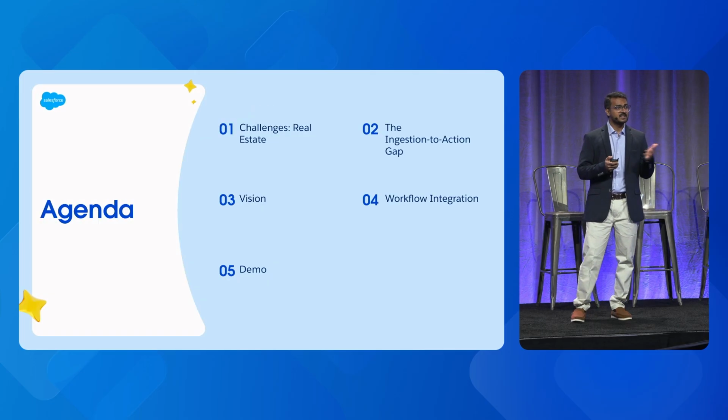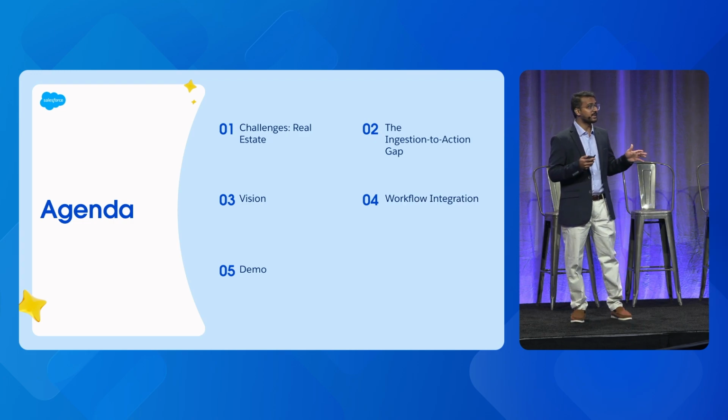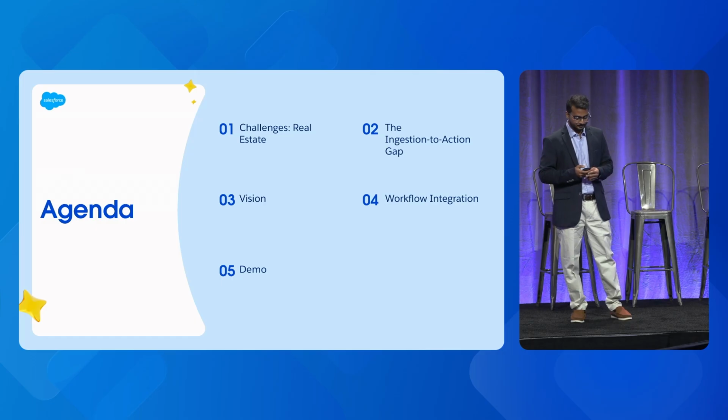So, to help you get the best out of this session, I've broken down this topic into 5 sections. First, we're going to look at some challenges in real estate, particularly when a team is drowning in a lot of manual paperwork because they have to go through a huge pile of documents. Then we're going to identify some gaps that prevent us from addressing these challenges already. Then comes the vision. This is where we are going to define how your ideal systems are supposed to look like. Then comes workflow integration. This is the high-level solution architecture. And finally, the demo.